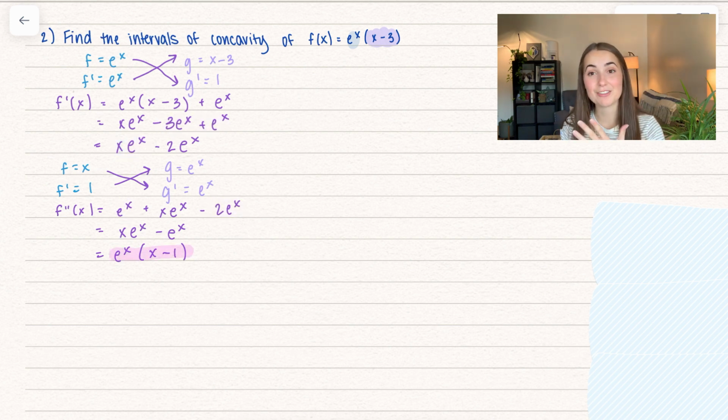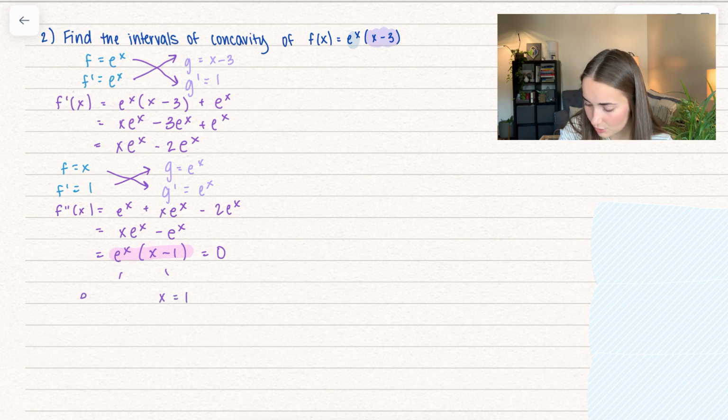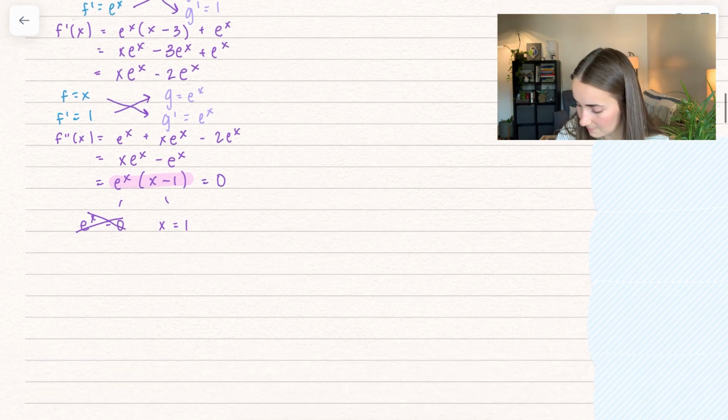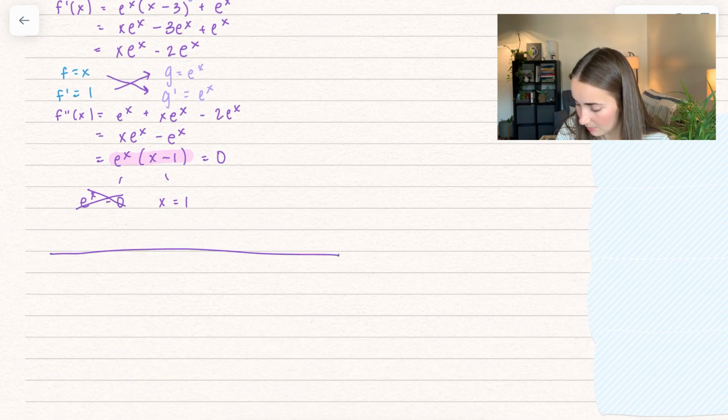Okay, so remember, we have to find the inflection points, and we do so by setting that equal to 0. So if we set both terms equal to 0, first we get an inflection point at x equals 1. But if we try to solve e to the x equals 0, we're never going to find a solution, and so that doesn't give us any critical values. So here we just have one inflection point, and I'm going to go ahead and draw our number line.